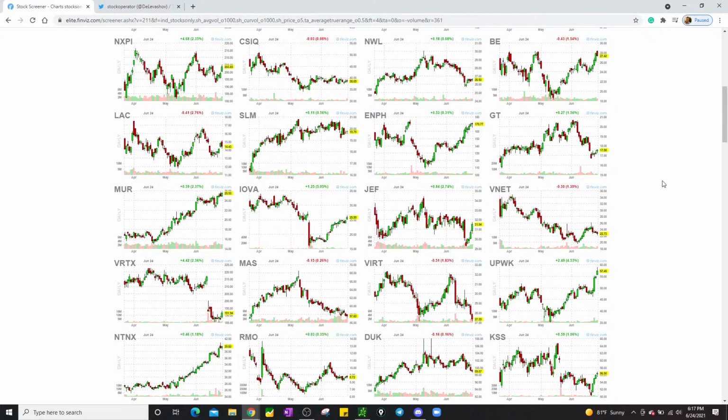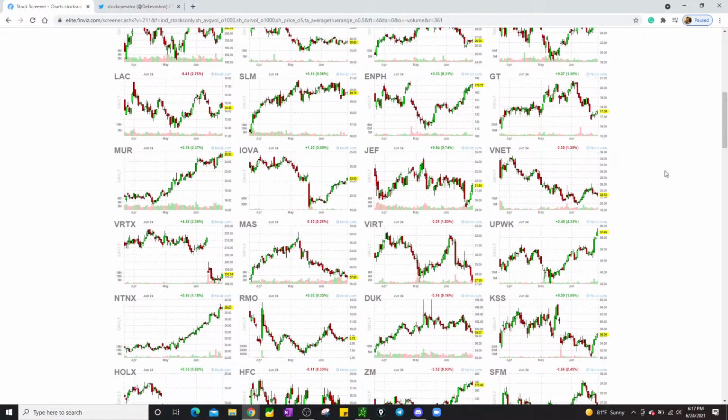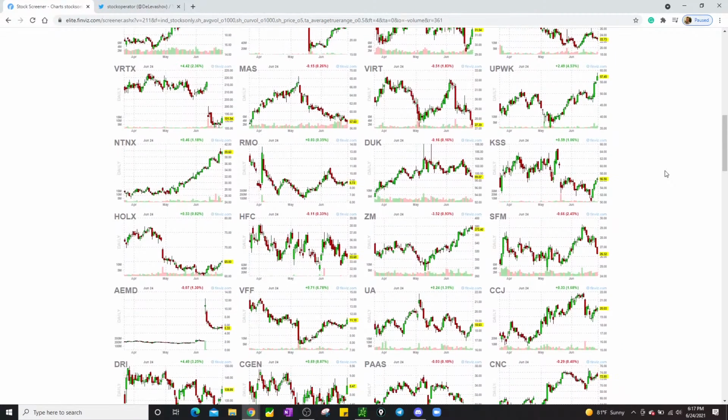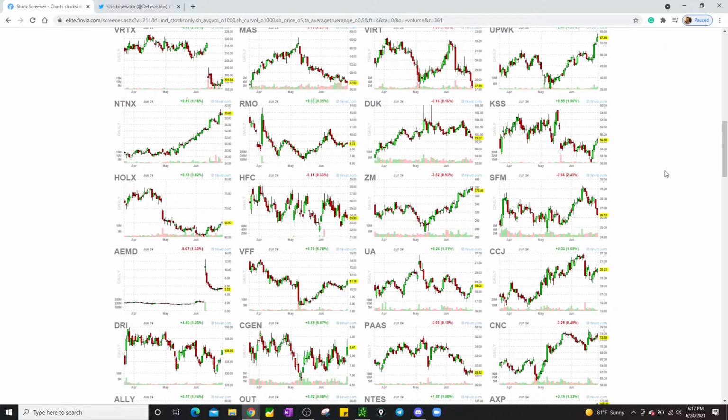Sometimes when I do this, I find a lot of good breakouts. Sometimes I just can't find anything because the market changes. Sometimes there are a lot of short setups. Sometimes it's a lot of longs.